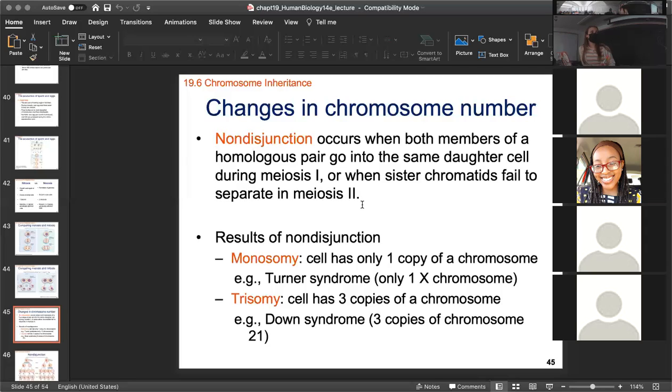And honestly, Down syndrome is fairly common. Common in a sense that we talk about it, and you maybe know somebody who has Down syndrome or a friend who has Down syndrome. It's definitely, I would say, a little bit more common than Turner syndrome.